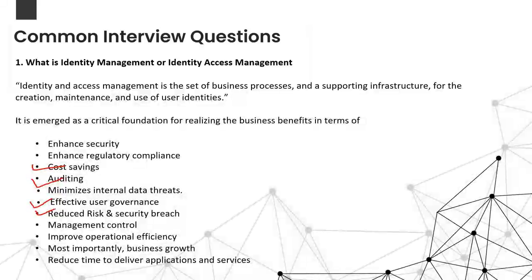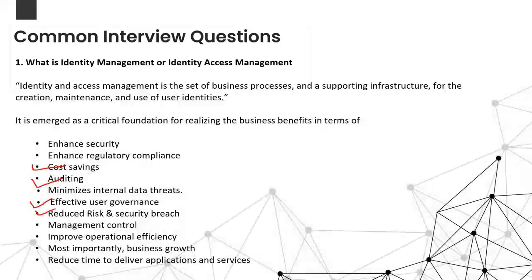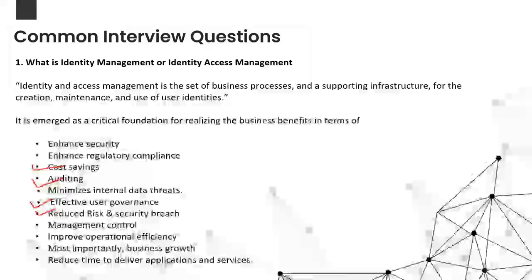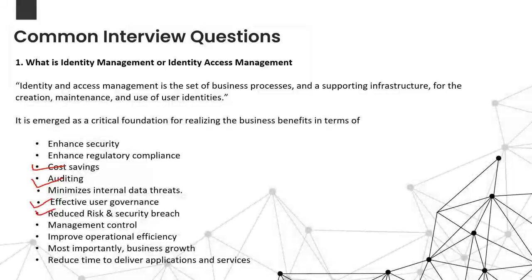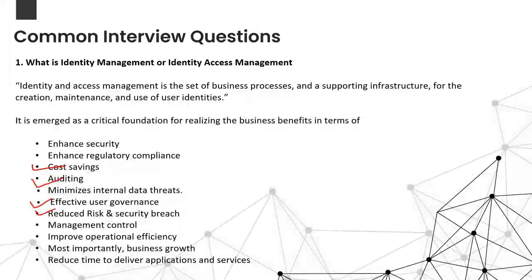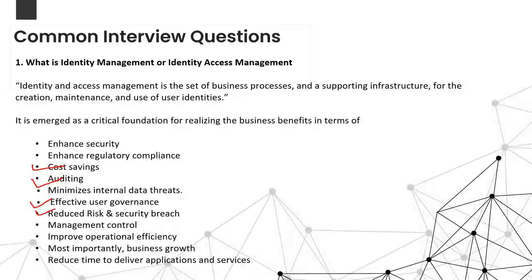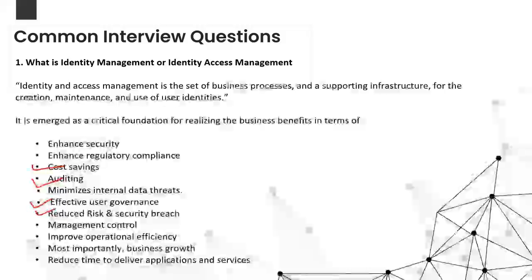If unwanted or deliberate access has been given to certain users, then there will be a high risk of security breaches coming from that area, because of the unwanted information that has been shared with the employee. So that is a reduced risk. If you have the IGA product, you can measure the risk inside the organization, and eventually you can avoid the security breaches. Next we have proper management control.